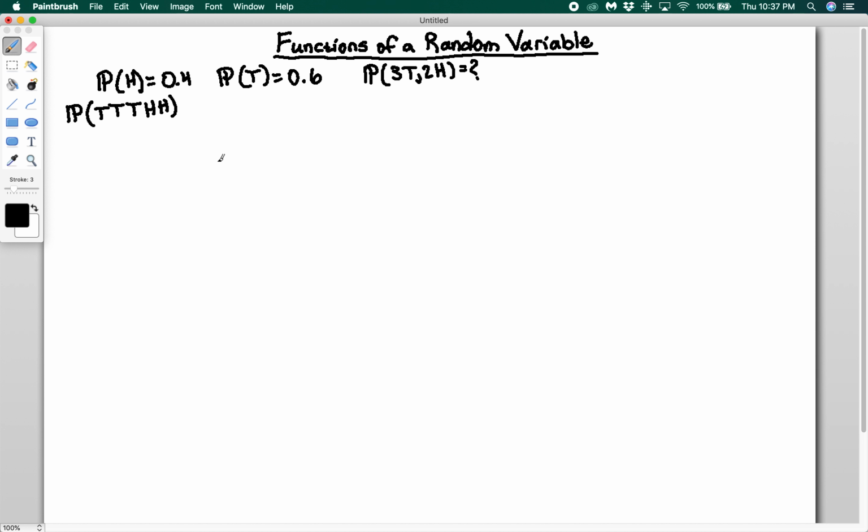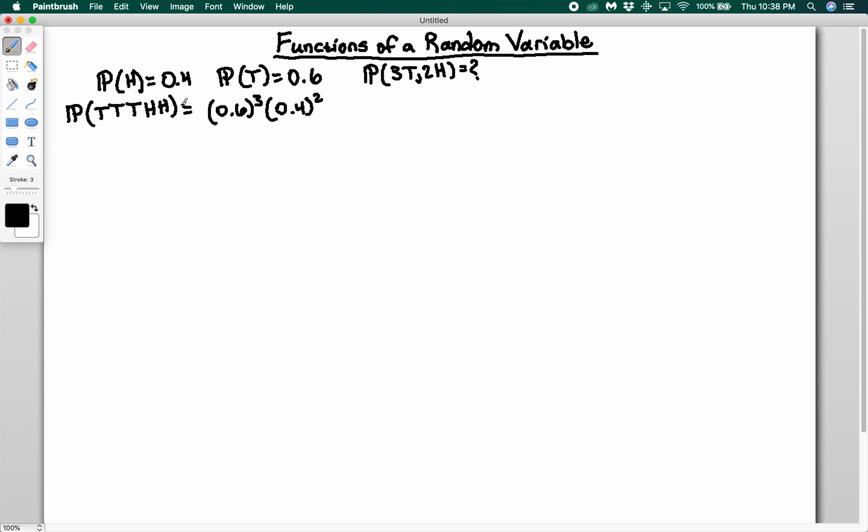And this sequence is just going to be equal to the probability of tails times the probability of tails times the probability of tails times the probability of heads times the probability of heads. So that's going to be 0.6 times 0.6 times 0.6 times 0.4 times 0.4. So we can write that as 0.6 cubed times 0.4 squared. But that gives us only the specific outcome of this order.